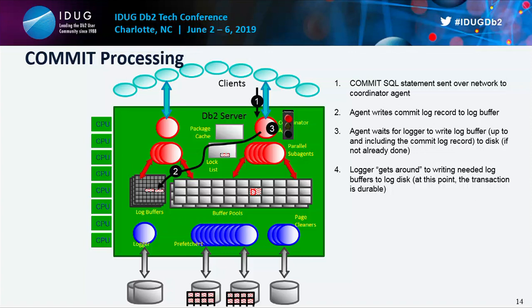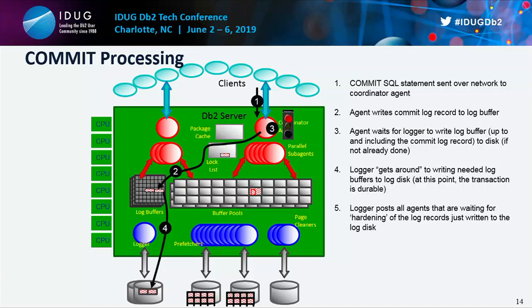And the logger is actually fairly active, so it gets around to it pretty quick. It will come through and see that it needs up to here written to disk. He will write that to disk, and he will post back to all agents, including ours, to say up to here is physically on disk, right?